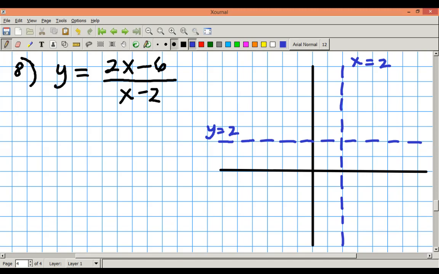All right, let's find the x-intercept and y-intercept next. So the x-intercept, remember, is a point on the x-axis where the y-coordinate is 0. How are we going to get y to be 0 in that equation? Well, y will be 0 when the top of the fraction is 0. So you're going to set 2x minus 6 equal to 0 and solve for x.